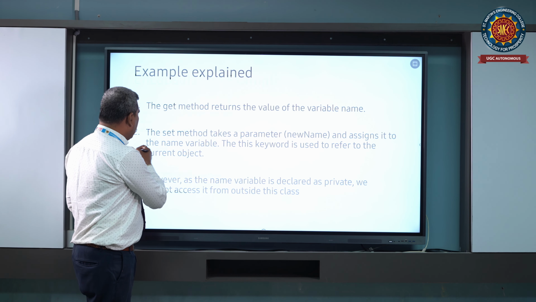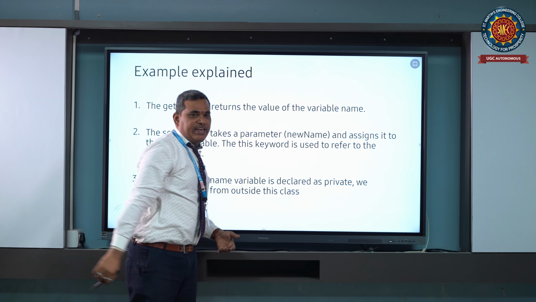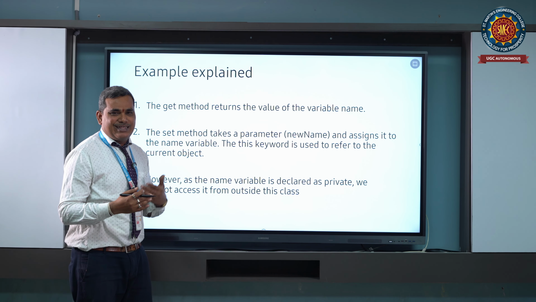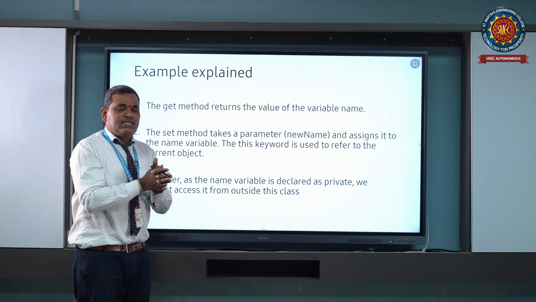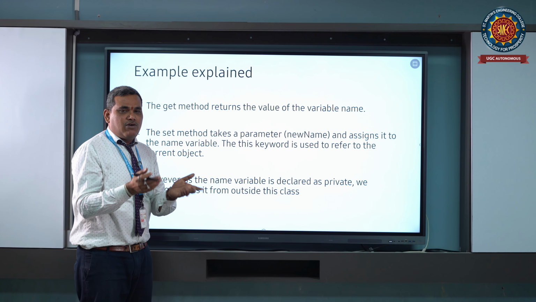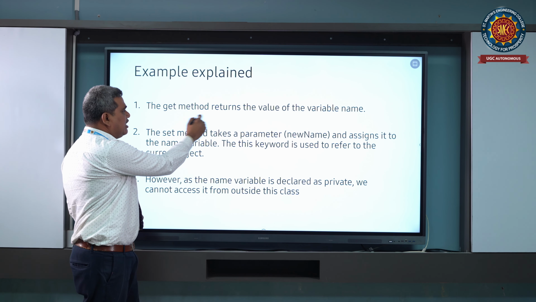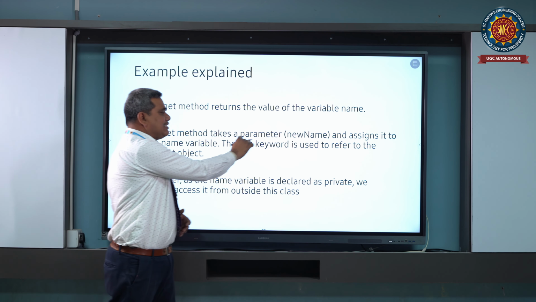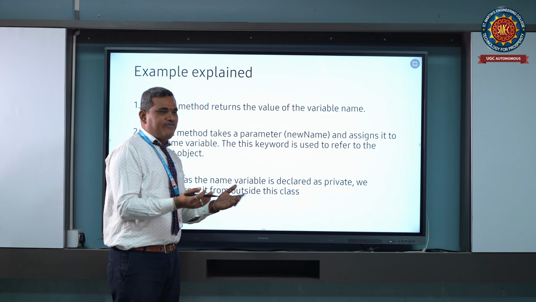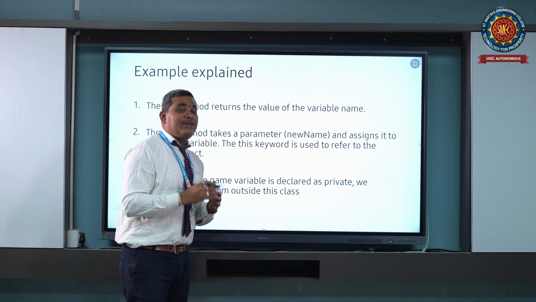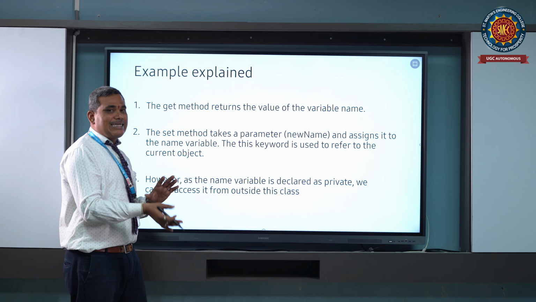And next one is called example explained: the get method returns the value of the variable. Now there are some variables or properties inside the class. A class is always a collection of variables and a collection of methods. Variables are nothing but attributes or properties. Now see here, the set method takes a parameter and assigns it to the name variable. Setters are used to set the value. Getters are used to read the value. So that is the main concept of getters and setters in encapsulation.